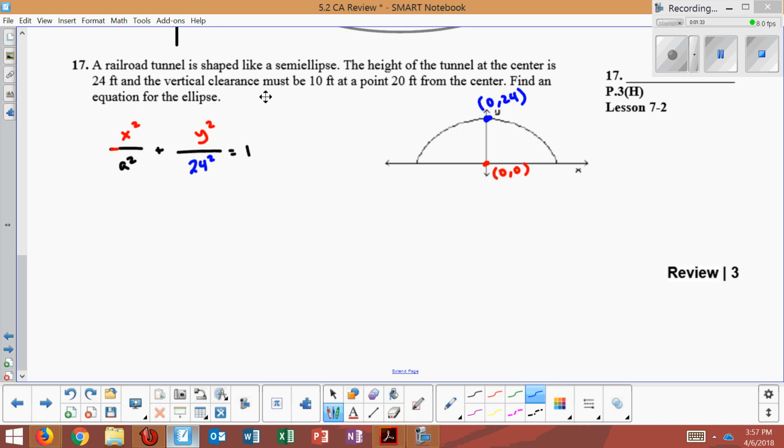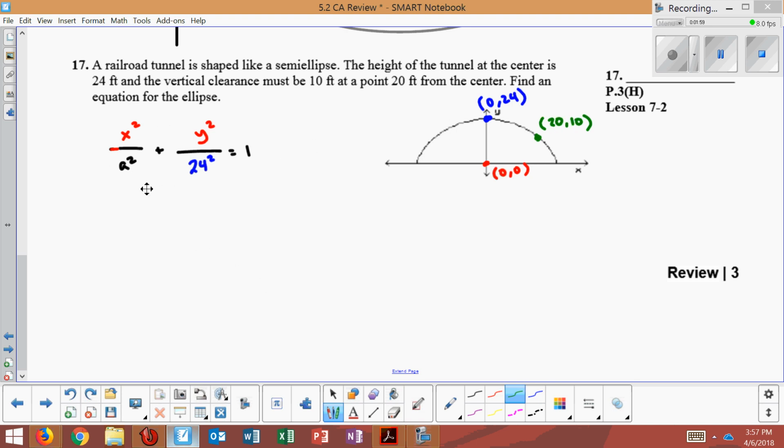Now it says it must have a vertical clearance of 10 feet at a point 20 feet from the center. So if we went over 20 feet this way, we need to have a point that has a height of 10 feet. So this point would be 20 to the right and 10 feet high. To write an equation for the ellipse, we need to know what A is. The way we're going to do this is by plugging in 20 and 10.